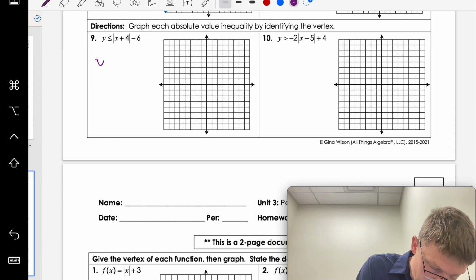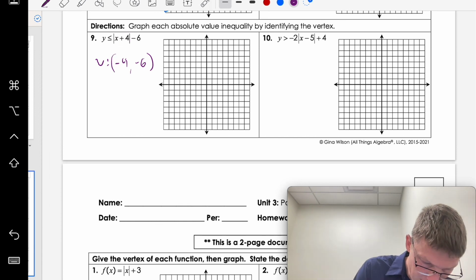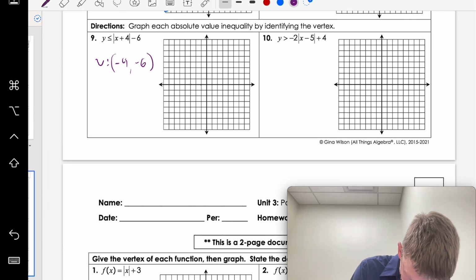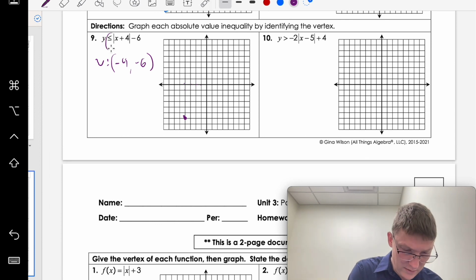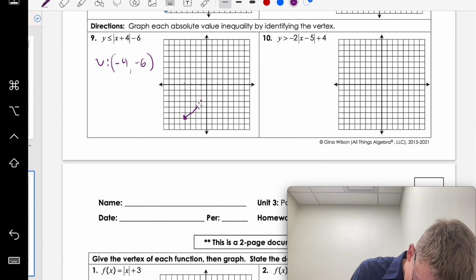So step 1, what is our vertex? Our vertex is -4, -6. Again, this number changes signs. This number does not. So we're going to go 1, 2, 3, 4, down 6, 1, 2, 3, 4, 5, 6. So there's our vertex. Our slope on the right side is this number right there. There is no number there, so it is an implied 1 over 1. So I can just go boop, boop, boop. And we've got our straight line there. And we're going to just mirror it on this side as well.